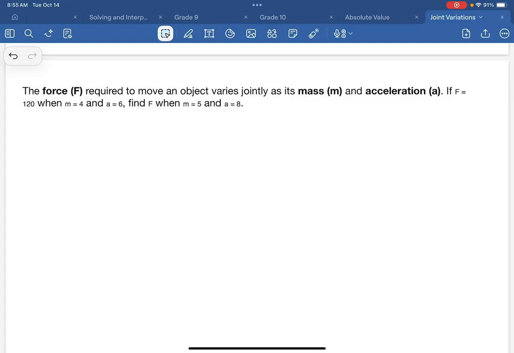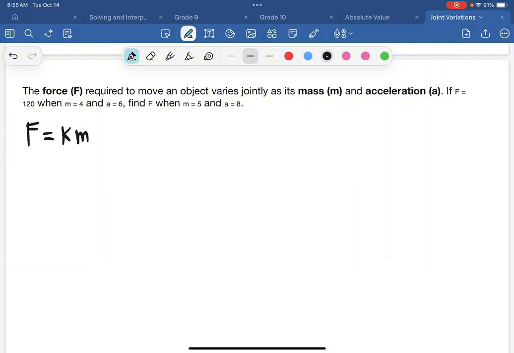For our last problem, we have the force F required to move an object varies jointly as its mass m and acceleration a. If F is equal to 120 when m is 4 and a is 6, find F when m is 5 and a is 8. Based on this, let's write it first according to its formula and variables. We have F is equal to K m a.